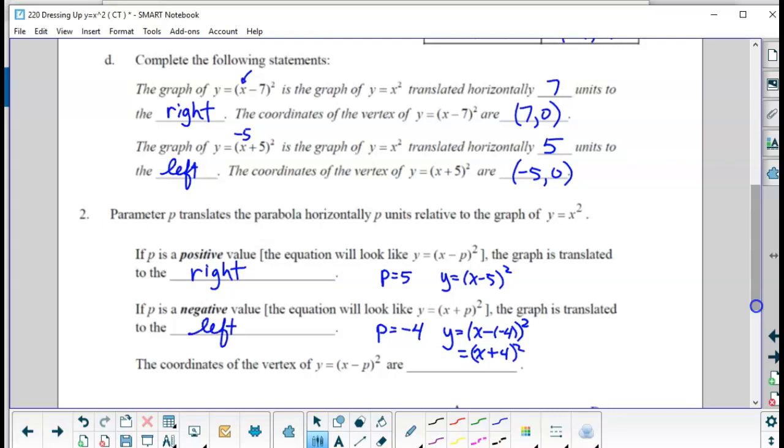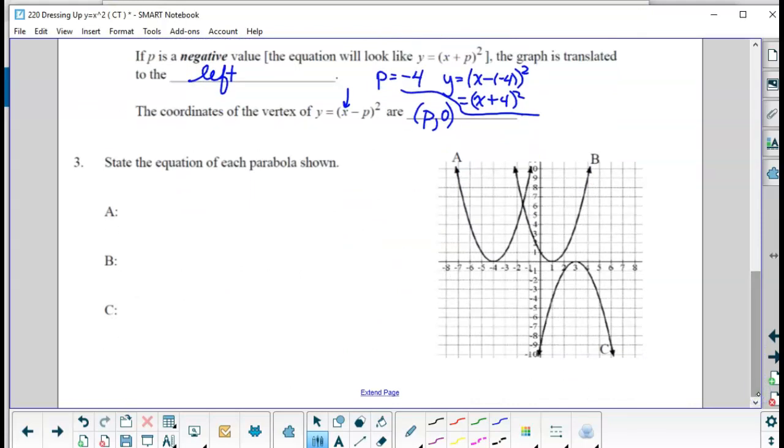So the coordinates of the vertex are always P, 0 in this case. Whatever makes this bracket 0. We always show it as x minus P. Rarely do we show it as x plus P. So you've got to be careful on that. X minus P, the vertex is going to be P, 0.